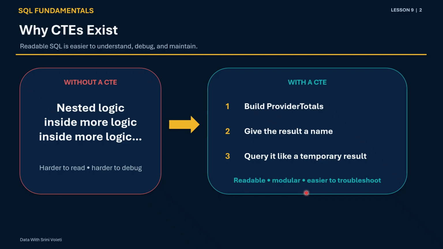This gives us three major benefits. First, readability. The query tells a story in steps. Second, maintainability. If the business rule changes, we can identify the logical section more easily. Third, troubleshooting. We can isolate and test the logic that produces each result.